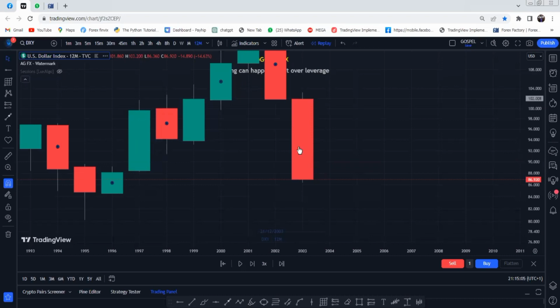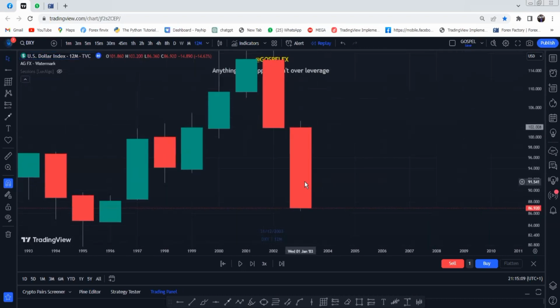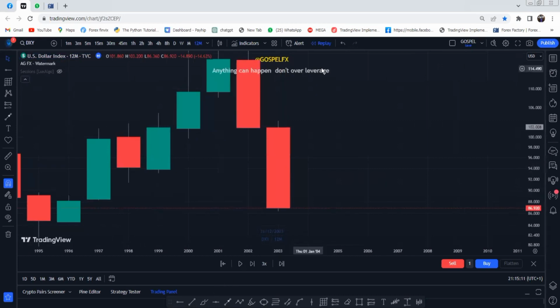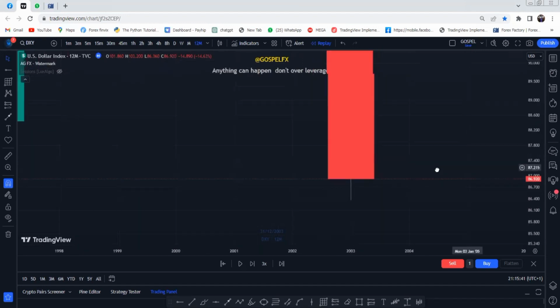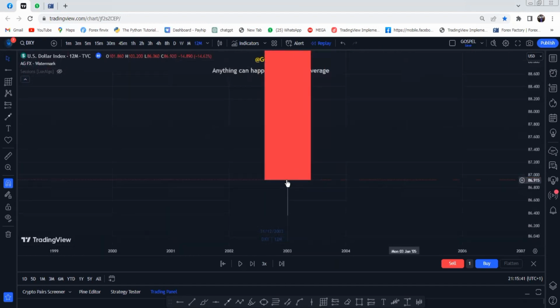Which date is this? 2003. This candle formed in 2003, and it was a bearish candle. What does that mean? This means that price opened at this point. This was the opening price for this candle. It went up and created a high, then traded down right to this point, which was the low of the candle. Let's zoom in a little so you can see where the close of the candle is.